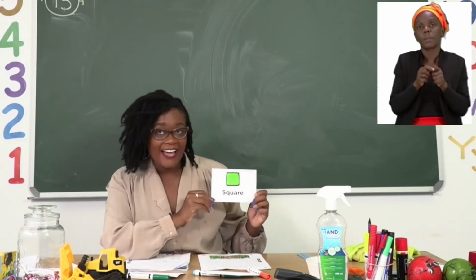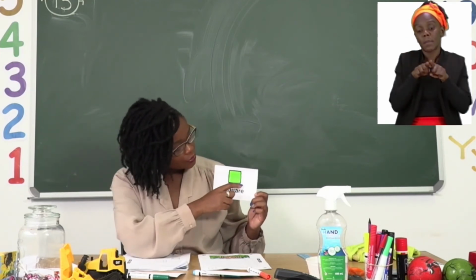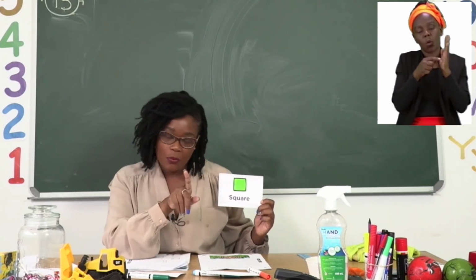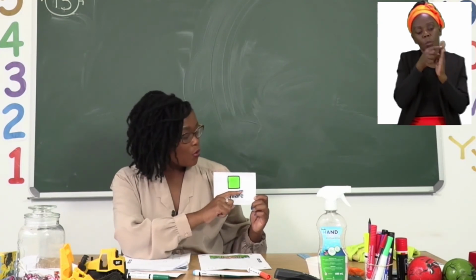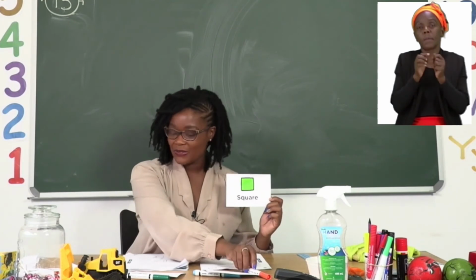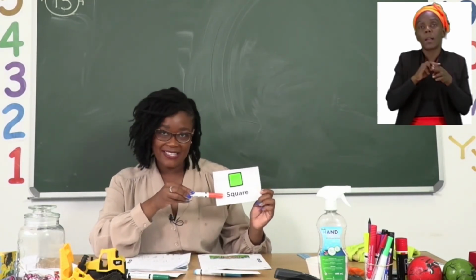Now a square, like the rectangle, has 4 corners. 1, 2, 3, 4. But the sides are equal. So it's 4 equal sides as well. 4 corners and 4 equal sides. You are going to be using the color orange to color your squares.